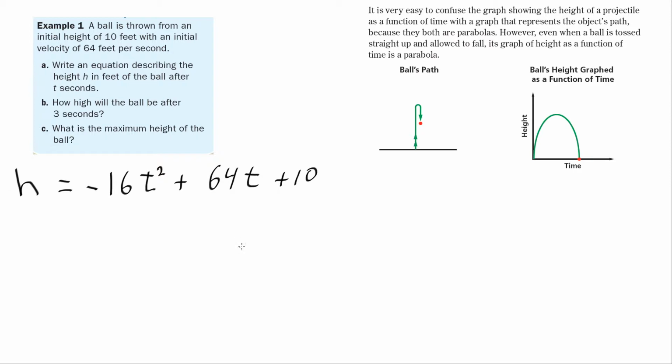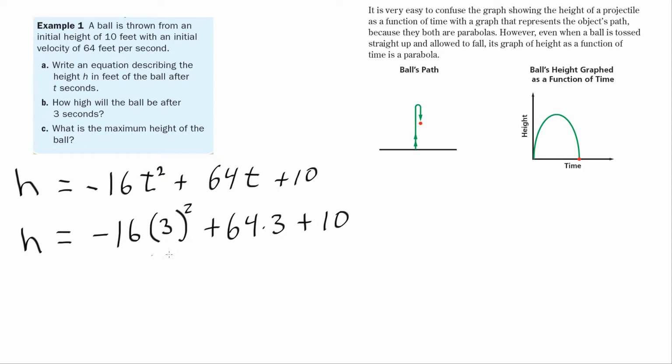We've written our equation. How high will the ball be after 3 seconds? Okay, well that is asking us to take t equals 3, so negative 16 times 3 squared plus 64 times 3 plus 10. We're going to go ahead and solve this equation and find that h equals 58 feet.